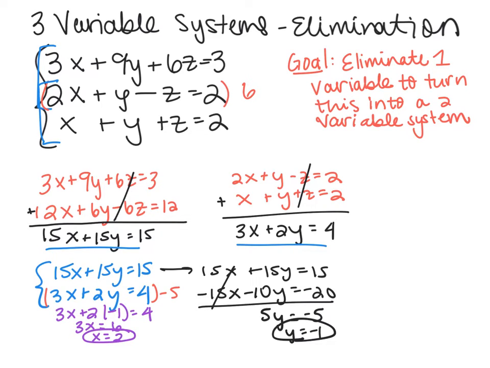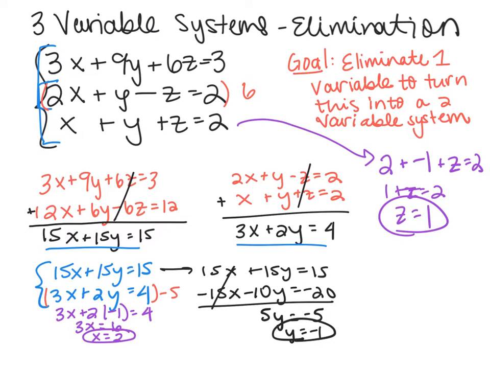So now to solve for our last variable, go up to the very beginning, take any equation you want. We have x is 2, y is negative 1. Now we need to solve for z. 2 plus negative 1 is 1. Whoops, that should be a z there. Subtract the 1 over, and z equals 1. So our final answer would be x is 2, y is negative 1, z is 1. Remember, for these variables, when we list them out, it goes x, y, z.